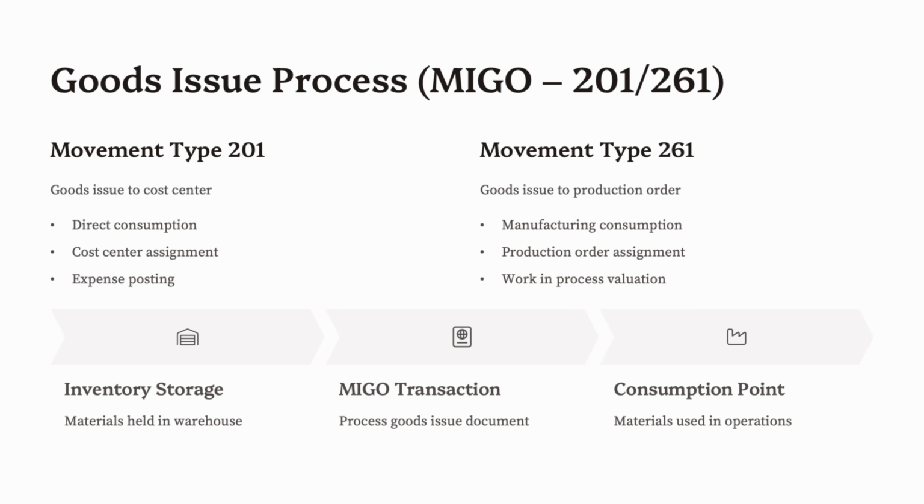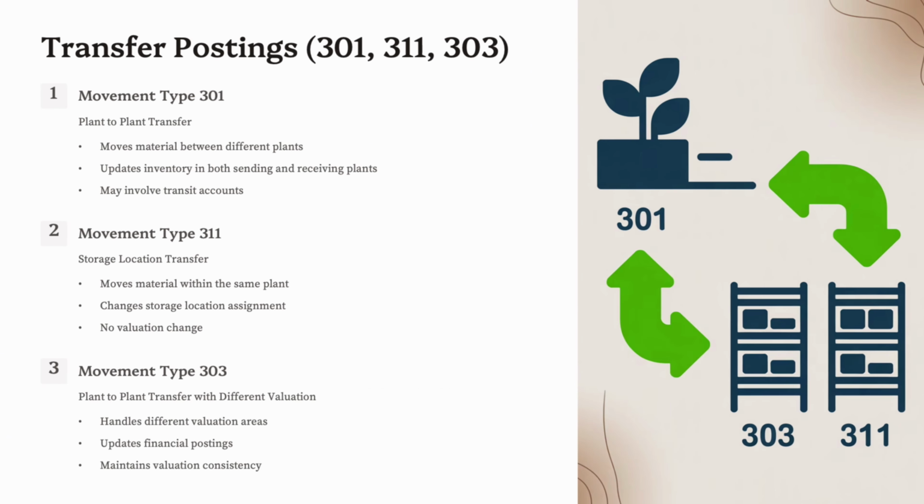Section 4. Transfer postings. Concepts and process. Transfer postings allow you to change the stock's status or location without a purchase or issue reception scenario. They include plant-to-plant transfers, storage location changes, and special stock postings. 4.1 Movement types for transfer postings.